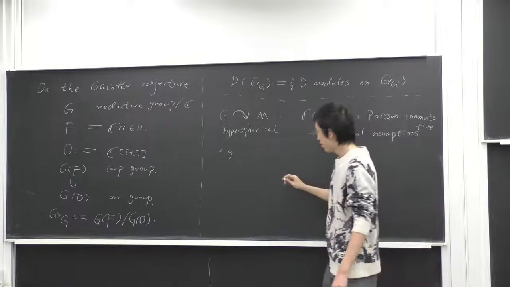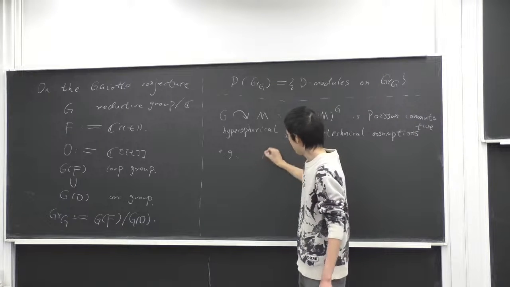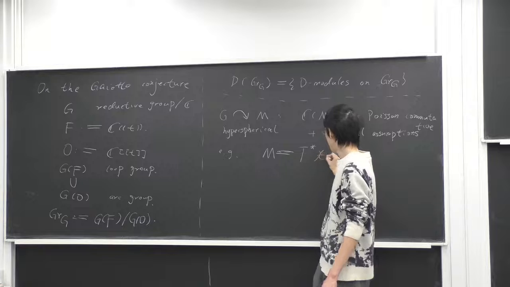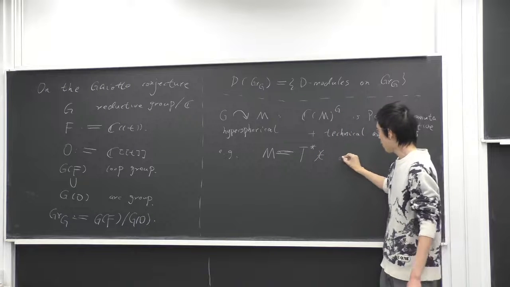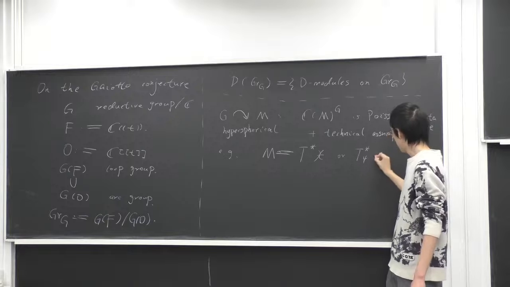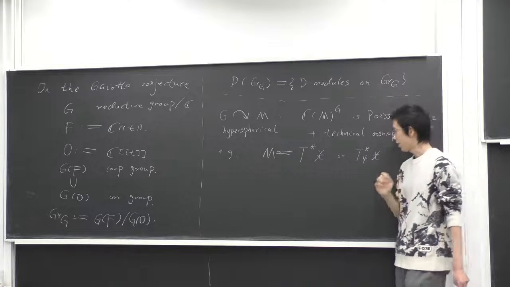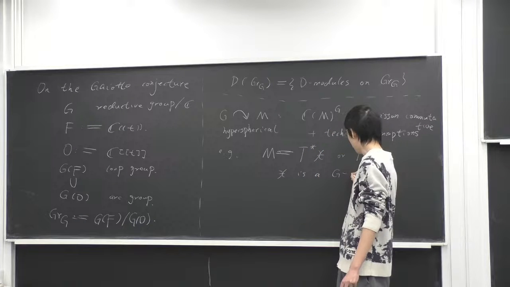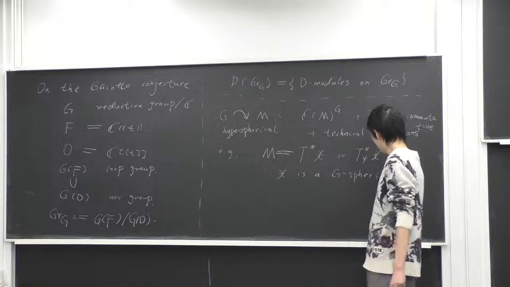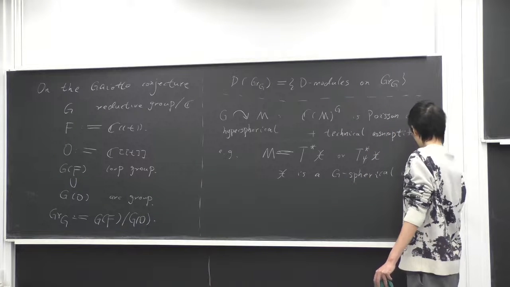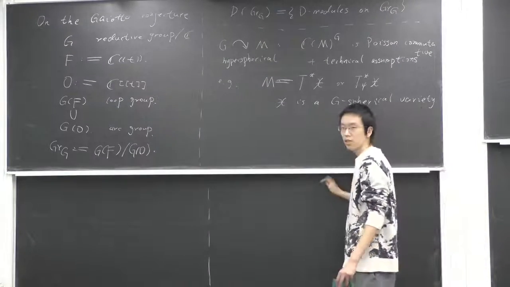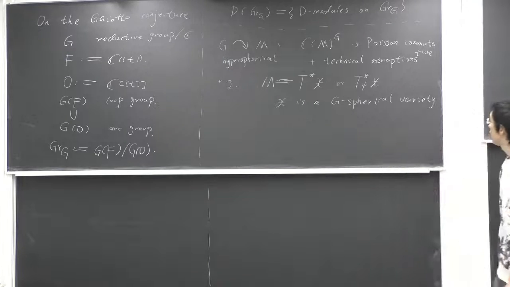And there is an important class of examples of hyperspherical varieties, which is given by the cotangent bundle on a spherical variety, or more generally, a twisted cotangent bundle on a spherical variety. So here, your X is a G-spherical variety. So maybe let us recall the definition of a spherical variety here.